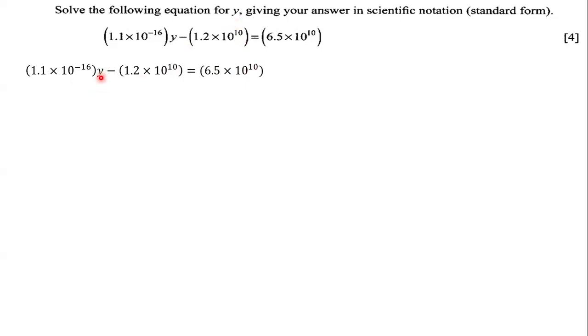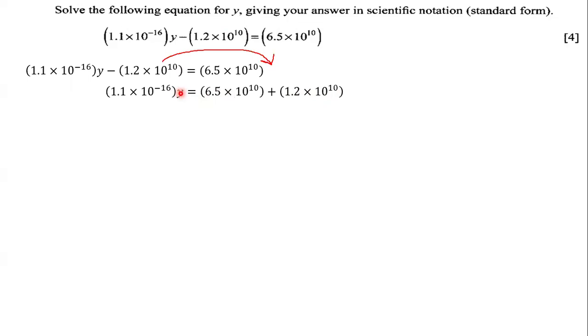The first thing that we're going to do is take this and send it over the equal sign. Notice that it was negative, but when we send it over, it's going to be positive. And so we have 6.5 multiplied by 10 raised to the power of 10 plus, so it's positive, 1.2 times 10 raised to the power of 10. Indeed, our goal is to isolate y, so we need to make sure that y is the only variable on the left-hand side.